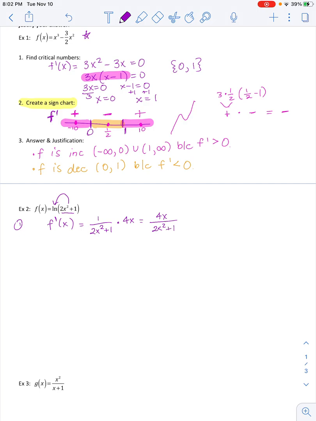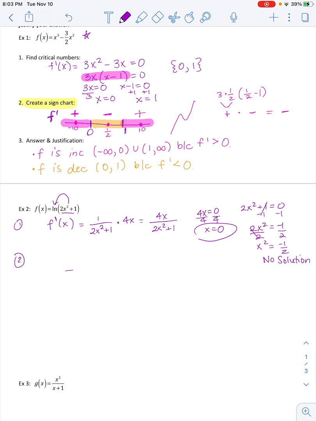Now, I have a quotient here for my derivative, so I'm going to do 4x equal to 0, and I'm going to also set 2x squared plus 1 equal to 0, and see what critical numbers I get. One critical number is 0, and when I try to solve this, I get x squared equals negative 1/2, and we know by the nature of multiplication that that has no solution, because any number squared is going to be positive. Okay, so I'm working with one critical number here.